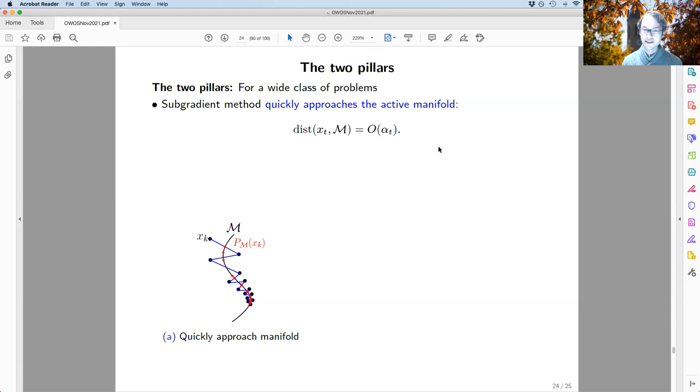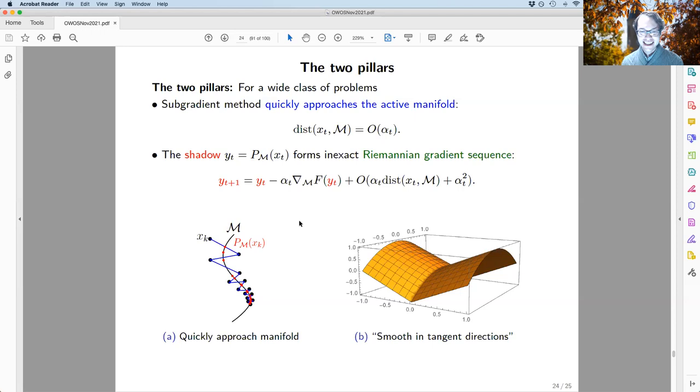The second property or pillar is that we can examine the iterates of the algorithm along the manifold and deal only with the smooth function. In particular, these red dots here, which are the projections or the shadow of the iterate sequence along the manifold, form a Riemannian gradient sequence on the manifold.